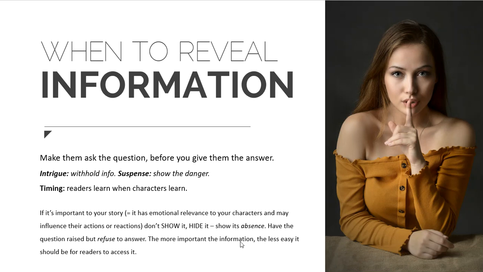So the more important the information, the more critical it is for the protagonist to learn, the less easy it should be for readers to access it, and it should be hard for the characters or the protagonist as well. The more important information should be harder. It should need to be earned. You don't want it to just come out by luck because they talked to somebody with no conflict. They should have to fight for that information, and you may have to create barriers to prevent that information from coming out.